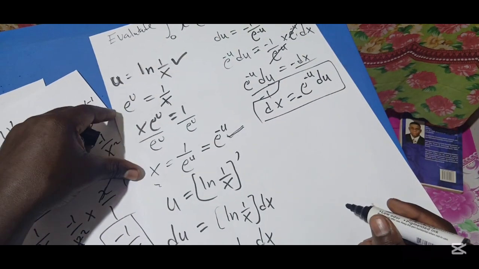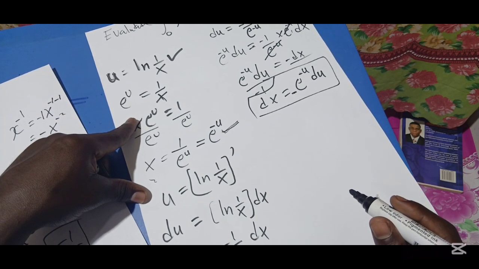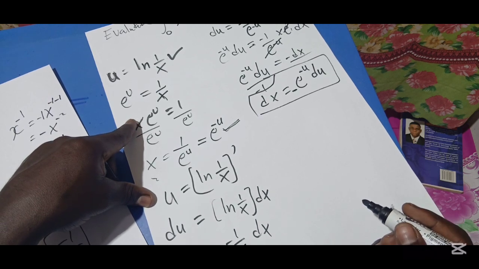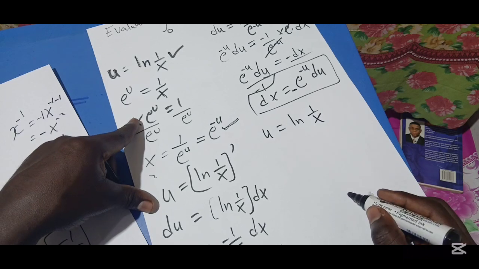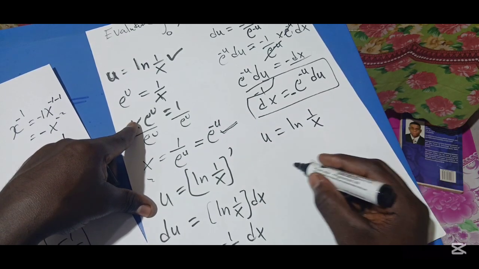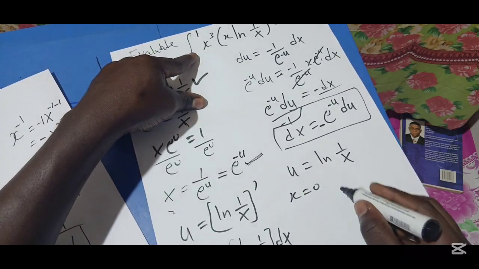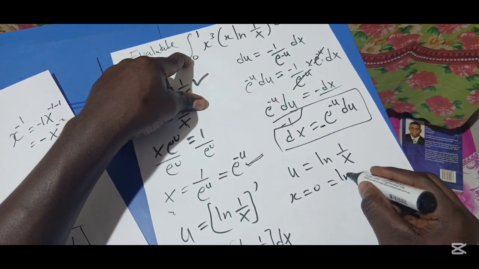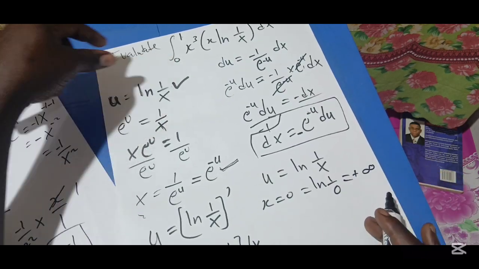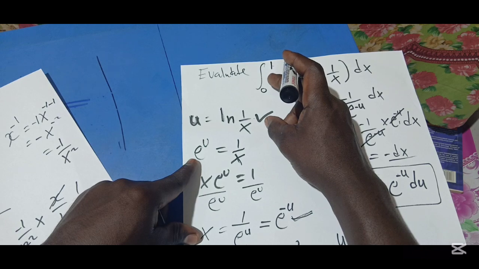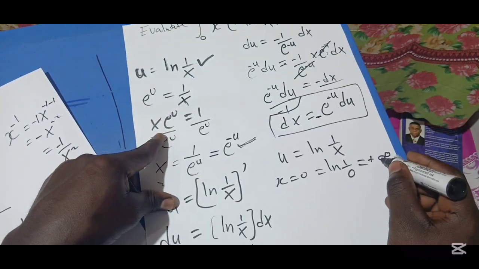And now, because we are making a substitution, our limits might also be affected. So we have to check our limits. We know that u equals ln(1/x). That is the substitution that we are making. So if x equals 0, what happens to our u value? We are going to get ln(1/0), which is equal to positive infinity. Looking at this limit, we are approaching 0 from the right side, so 1 over 0 gives us positive infinity.